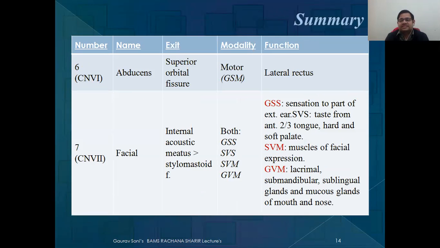Next is the sixth one, that is abducens. It also exits from the superior orbital fissure. It is of motor type, GSM modality. It innervates the lateral rectus.